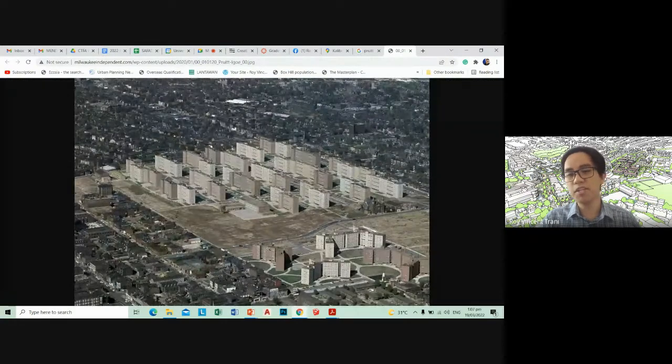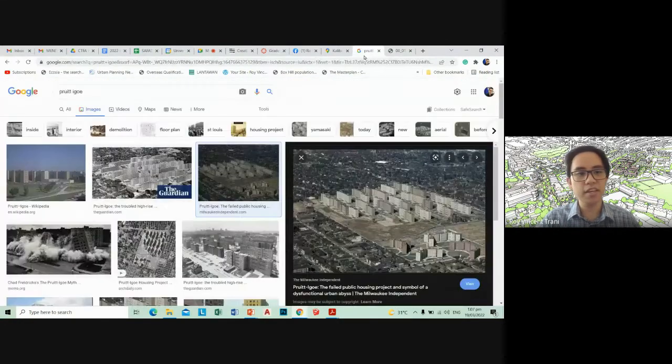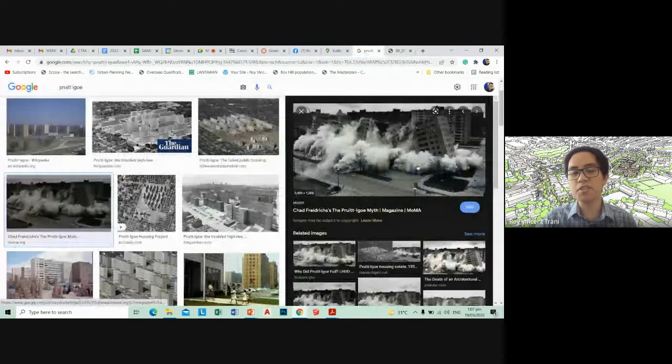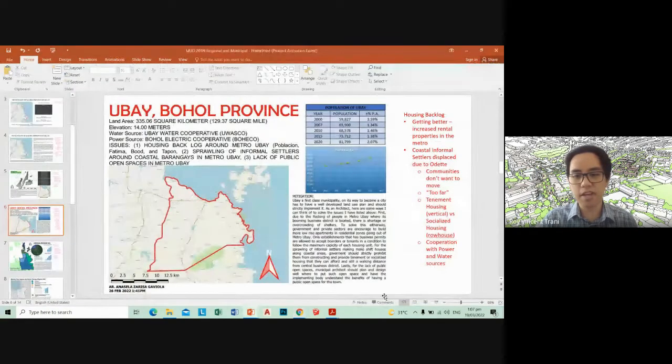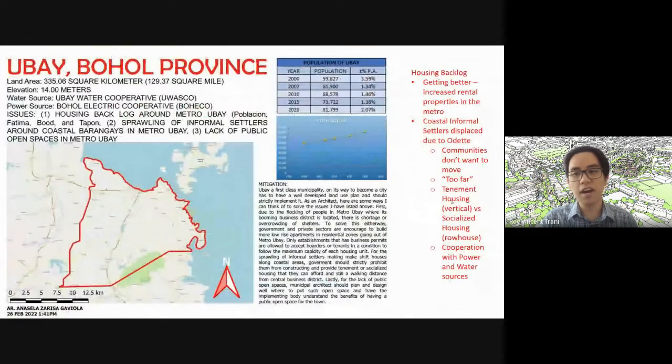But the problem was it was too big and too difficult to maintain. So eventually they demolished it. It was constructed in the 1960s and then demolished in the 1970s. So it's really not a bad thing that the housing projects that we're going to propose are low to... yeah, exactly. I wouldn't even advise going mid-rise. Low-rise is really the way.